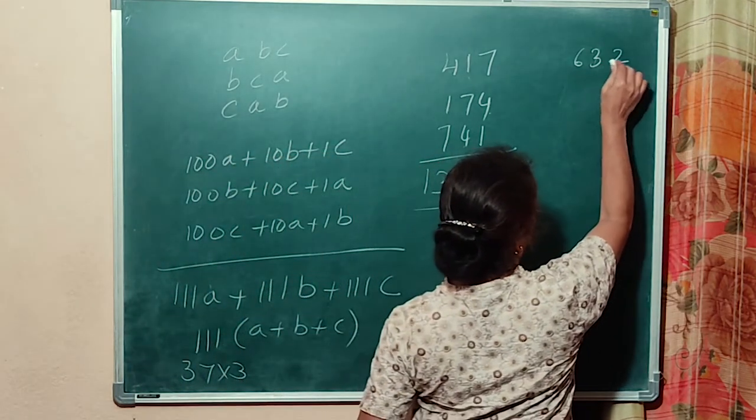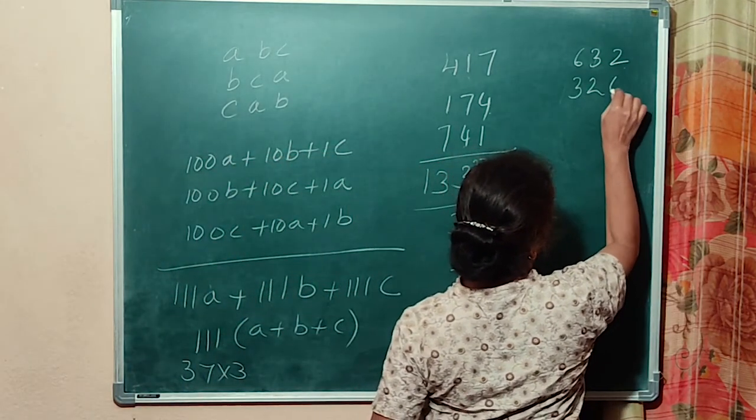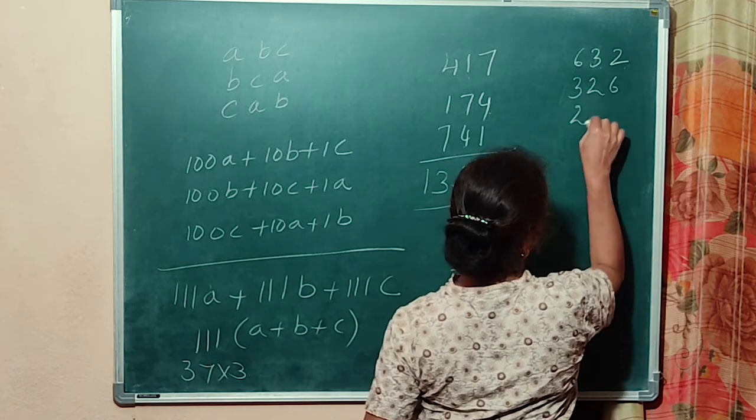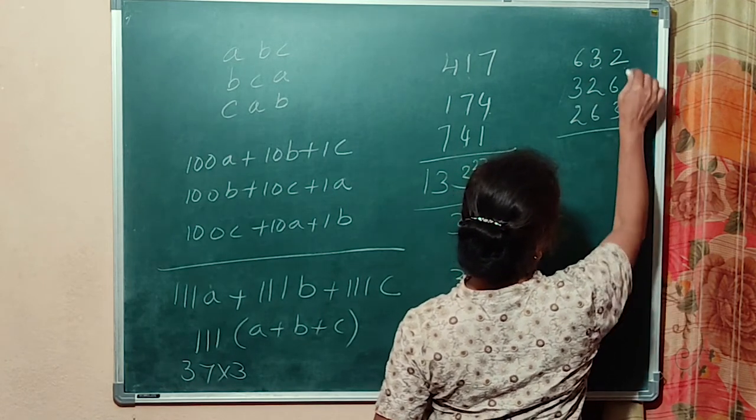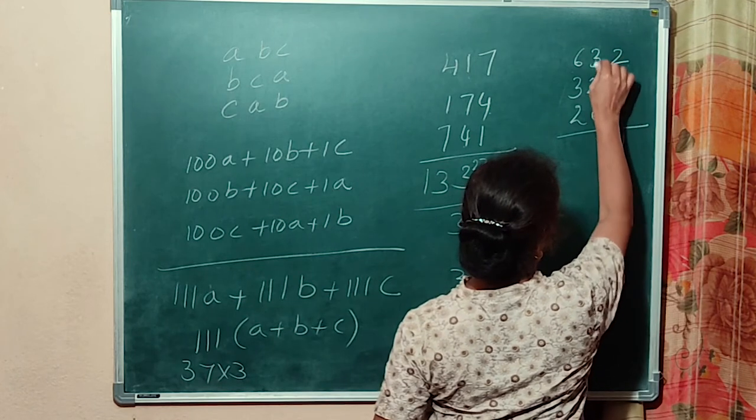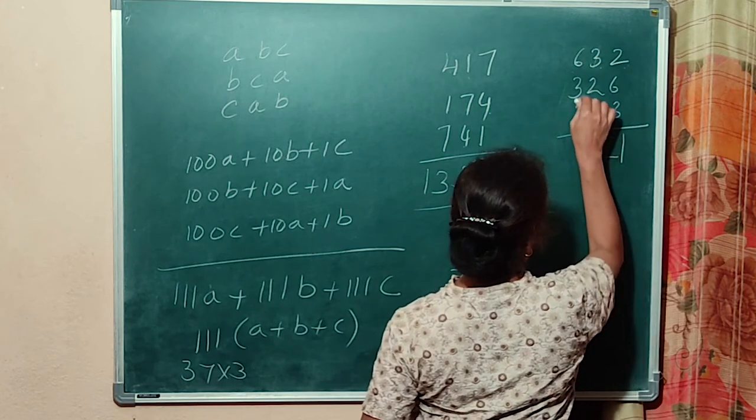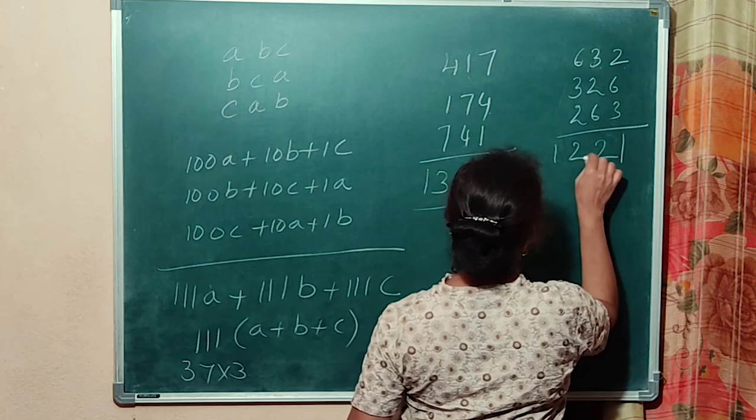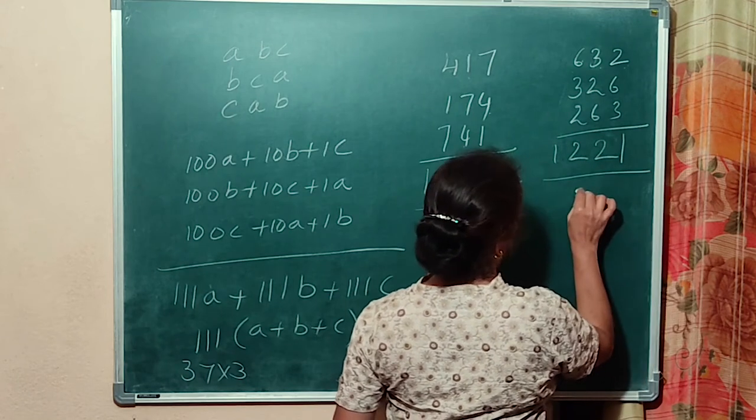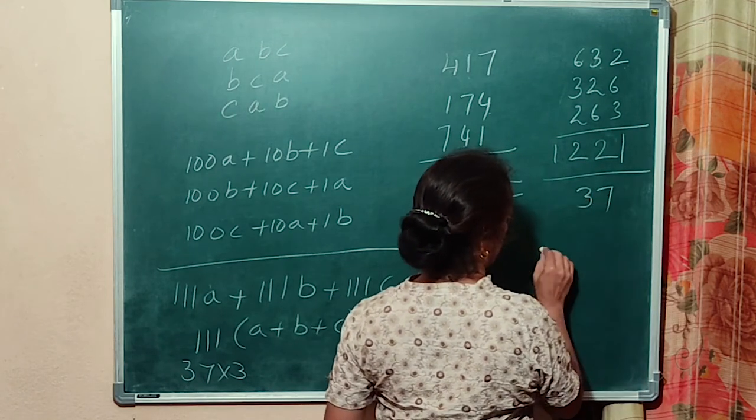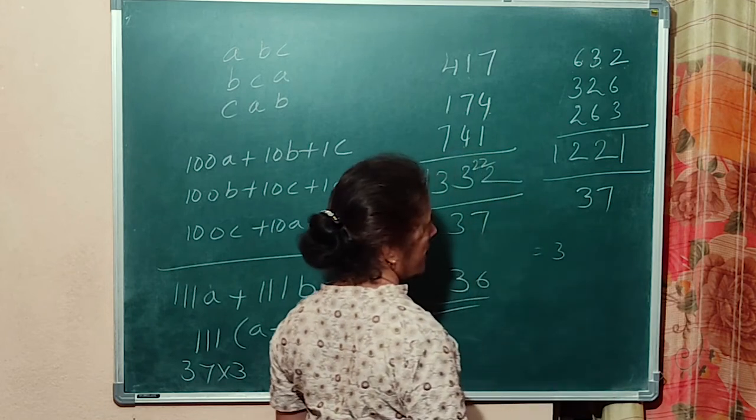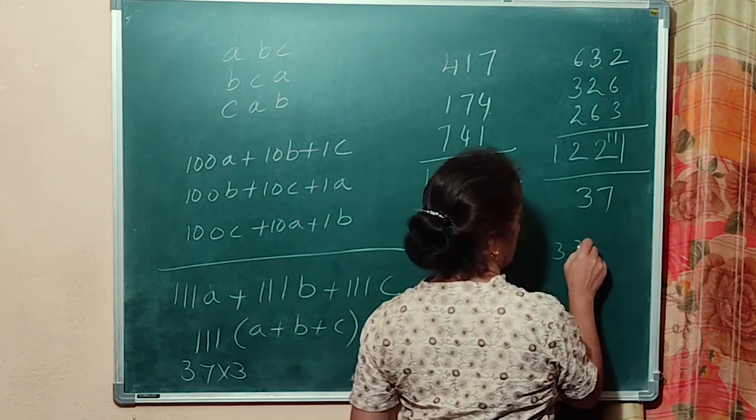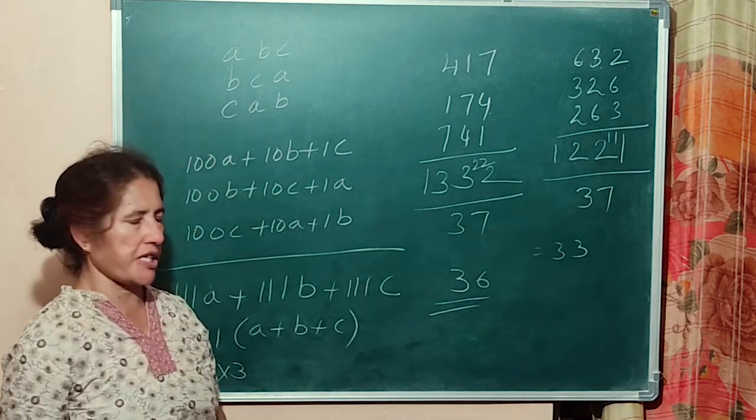632. 3, 2, 6. 2, 6, 3. 9 plus 2, 11, 1 plus 6, 7 plus 2, 9 plus 3, 12, 1 plus 2, 3 plus 3, 6 plus 6, 1221. Divided by 37, 37 3s are 111. So 1110 is 37 30s. So 37 33s are 1221.